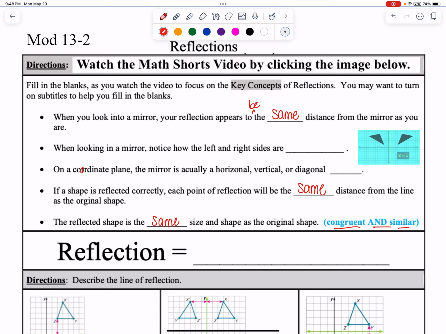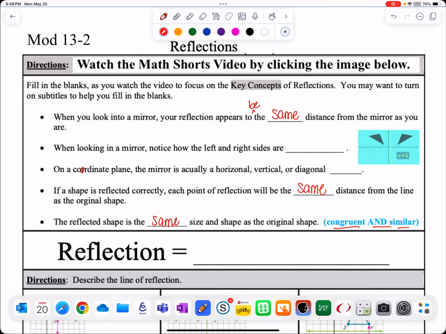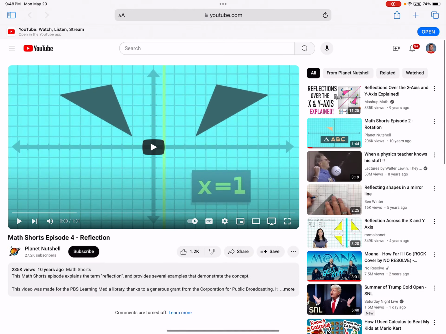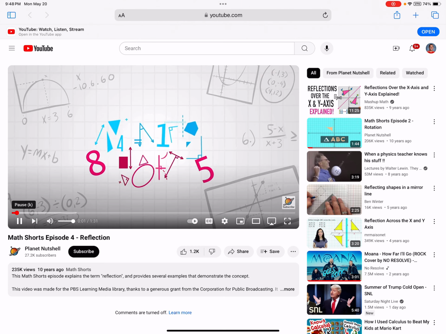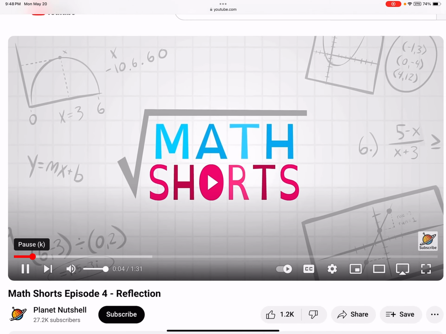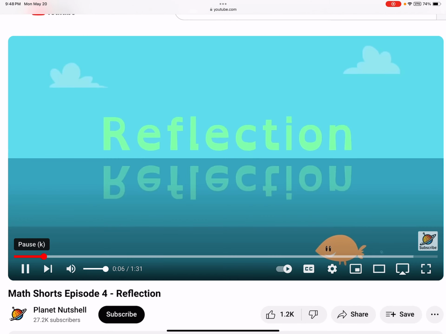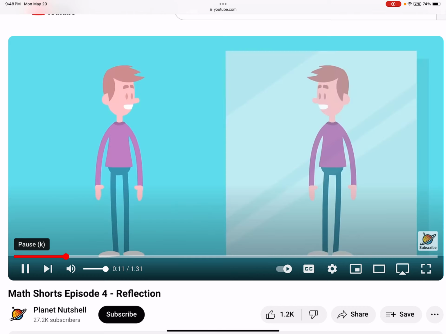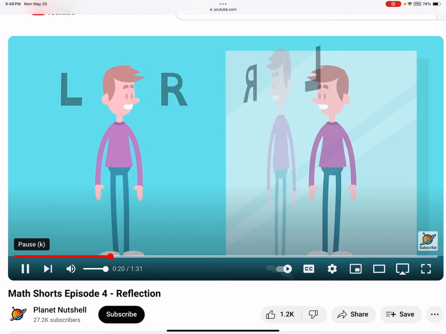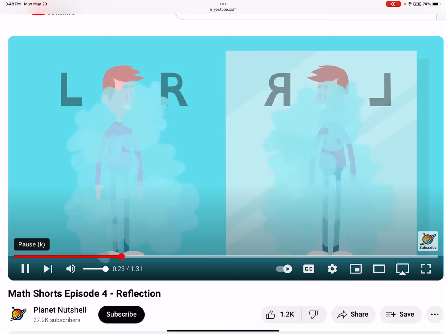All right, let's go ahead and take a look at the video here. Okay, so we're clicking the image. It takes us to this YouTube video, and let's check it out. Math Shorts. Reflection is a type of movement or change in a geometric shape. Think about when you look in a mirror. You see a reflection of yourself. See how your reflection appears to be the same distance from the surface of the mirror as you are? Also note how the left and right sides are reversed. The same is true with geometric shapes.